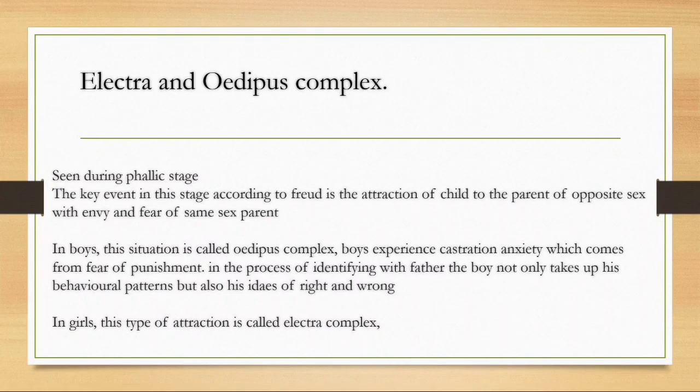Now we are into the Electra and Oedipus complex. It is part of psychology. It is seen during the phallic stage. The key event in this stage, according to Sigmund Freud, is the attraction of the child to the parent of the opposite sex, with envy and fear of the same sex parent. In boys, this situation is called the Oedipus complex. Boys experience castration anxiety, which comes from fear of punishment. In this process of identifying with the father, the boy not only takes up his behavioral pattern but also his ideas of right and wrong.